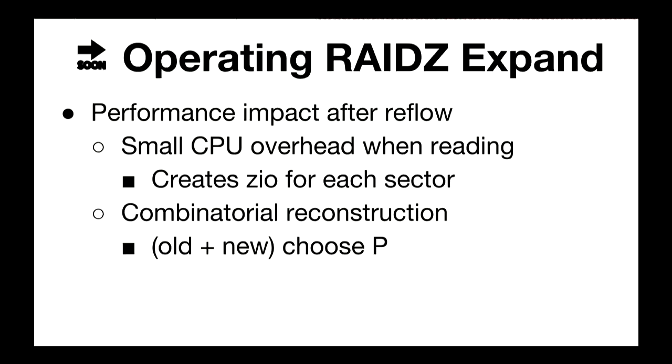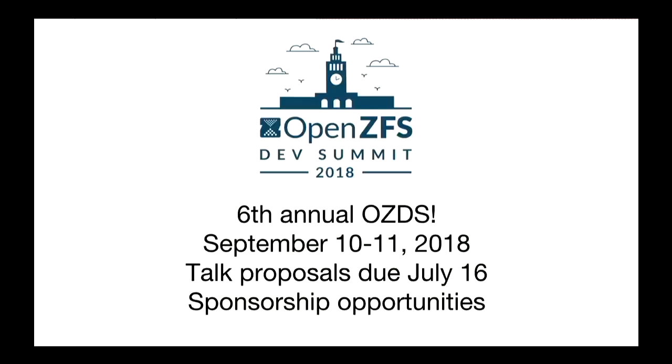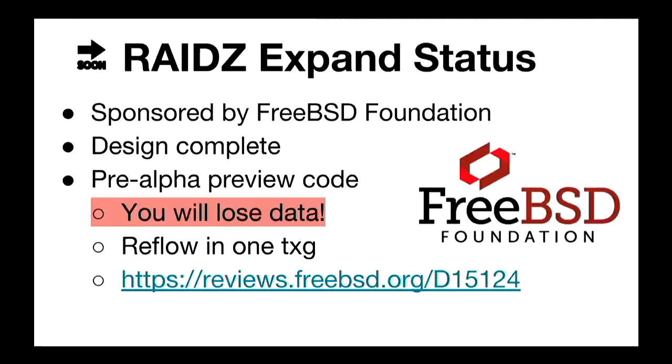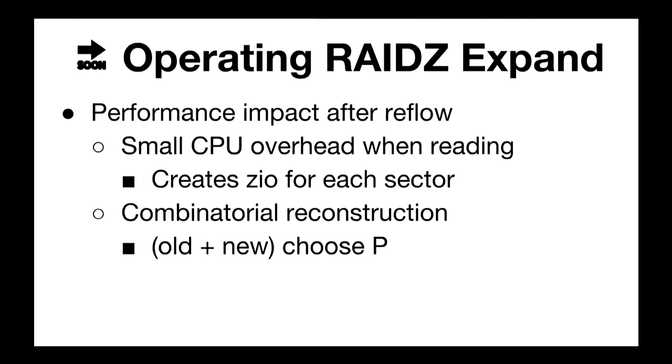Yes, I'll start over here. Yeah, so the question was, could a scrub help mitigate this? This is not currently in my implementation plan, but I would like to do that. You can get rid of the second impact here, the increased complexity of the combinatorial reconstruction, if we do a scrub, and then we remember I've done a scrub since you did the expansion, therefore I don't need to try those diagonal failure modes.